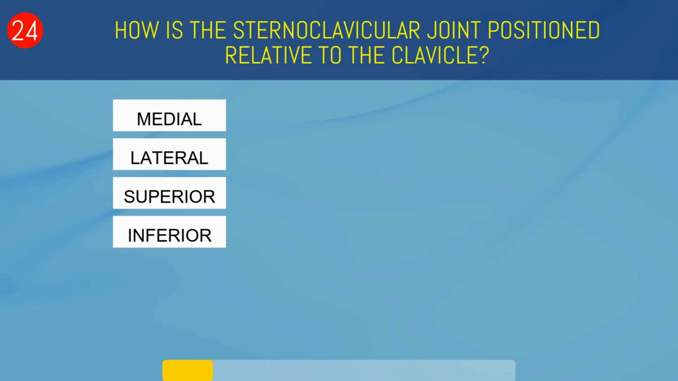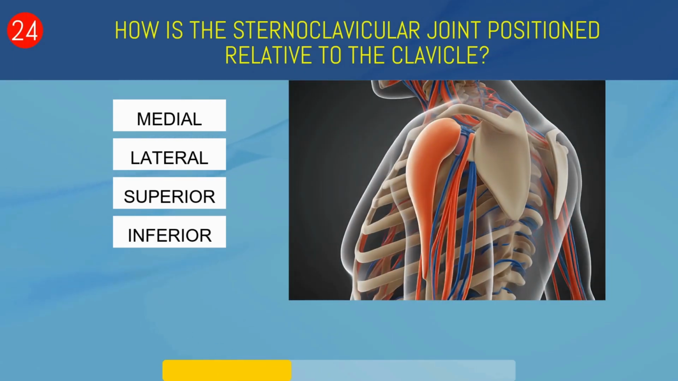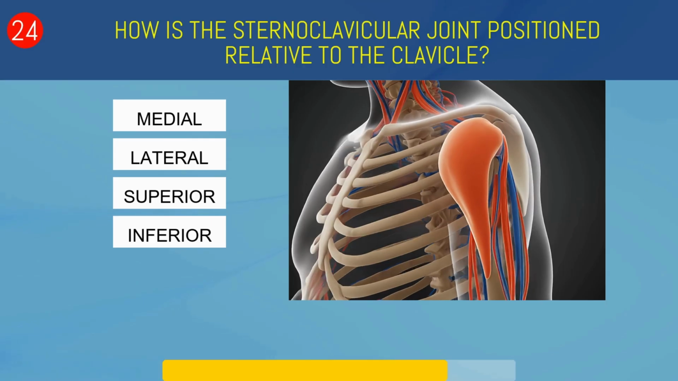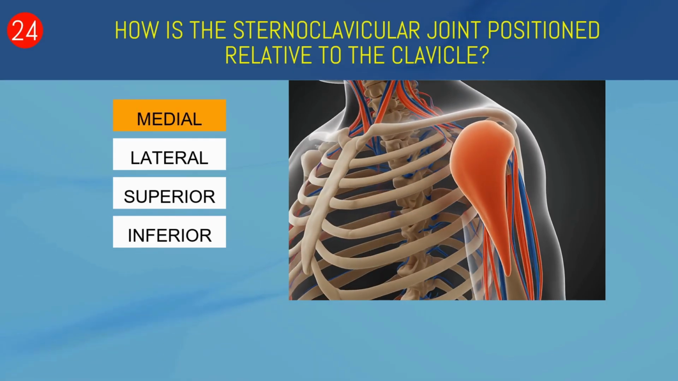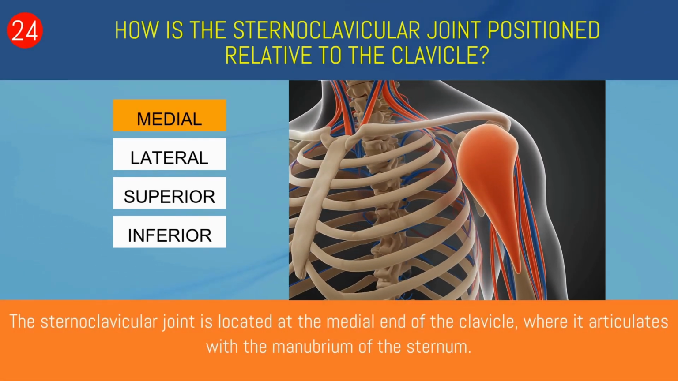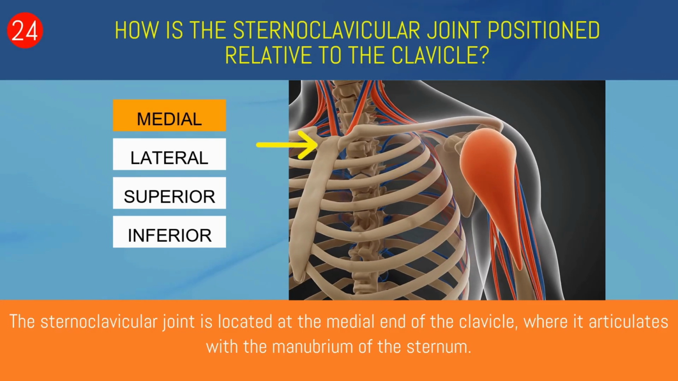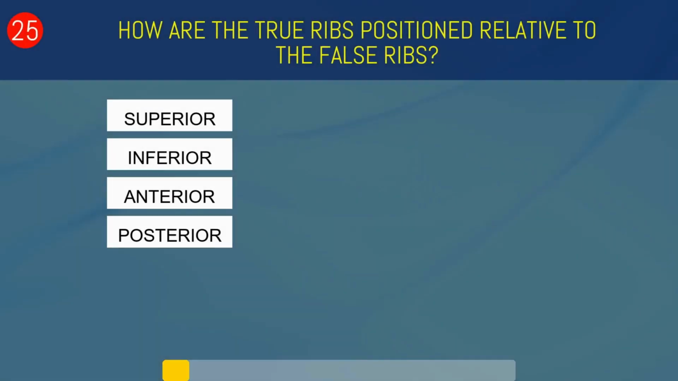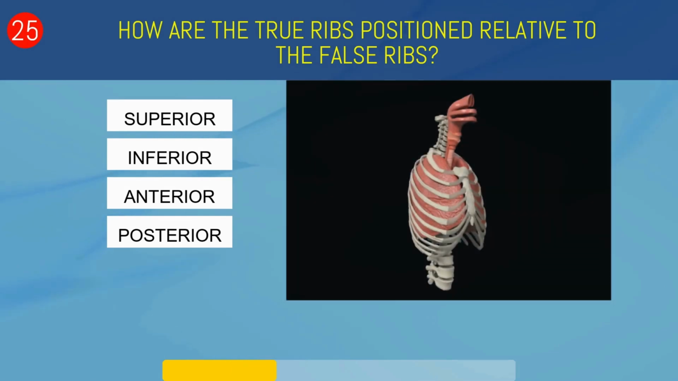How is the sternoclavicular joint positioned relative to the clavicle? Medial, lateral, superior, or inferior? Medial. The sternoclavicular joint is located at the medial end of the clavicle, where it articulates with the manubrium of the sternum. How are the true ribs positioned relative to the false ribs?